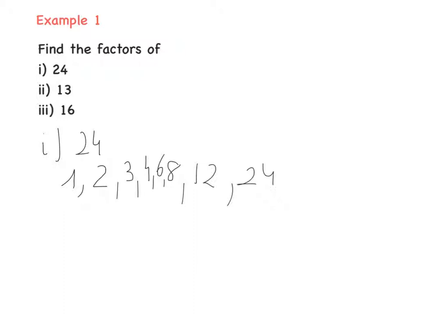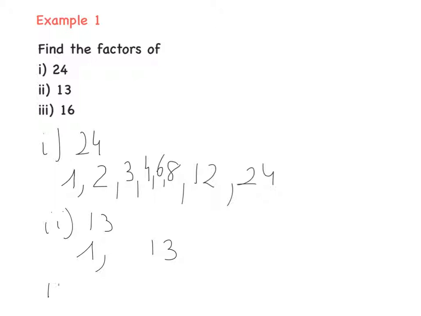Let's go to the next one, 13. We can divide it by 1. If we divide it by 1, we have 13. And then can we divide it by 2? No. 3, no, 4, no, and so on. And this is a prime number, so we can divide it only by itself and 1. So that's it, just 2 factors. And every single number has at least 2 factors.